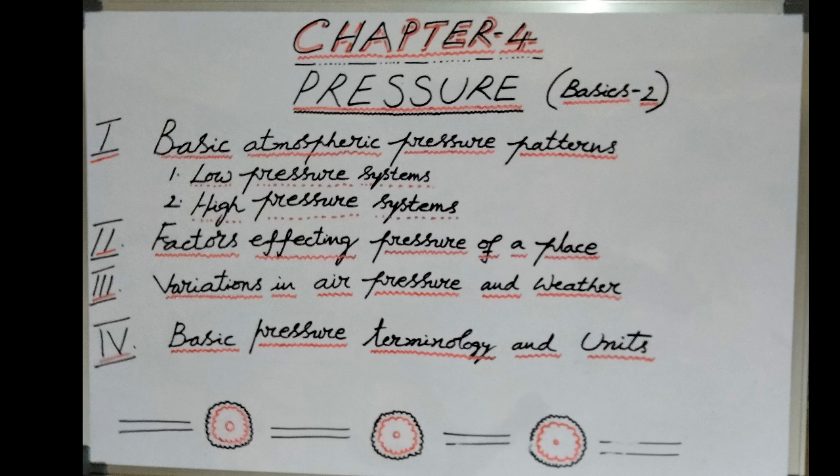Now, the basic pressure terminology are pressure, atmospheric pressure, standard atmospheric pressure. Pressure is defined as force per unit area. Atmospheric pressure is the pressure exerted by a column of air over a square centimeter area extending from the earth's surface to the uppermost boundary of the atmosphere. The atmospheric pressure at 15 degrees centigrade and 45 degrees latitude is standard atmospheric pressure or standard normal pressure. It is 1013.25 millibars or 29.92 inches or 760 millimeters of mercury.